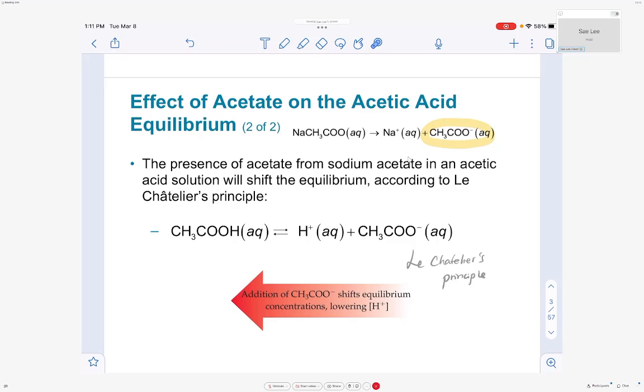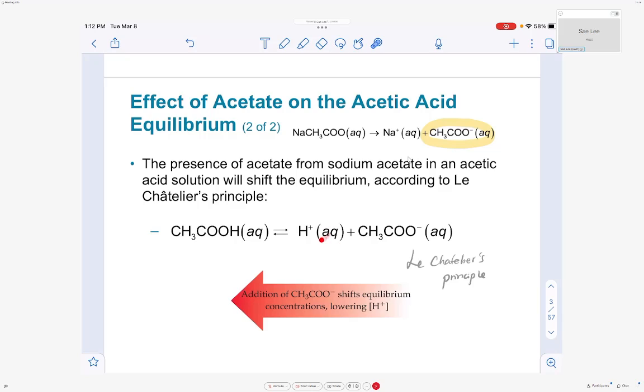So then, because the system thinks that we have added the concentration of the acetate anion, the equilibrium will shift to the left. Why is it going to shift to the left? Because this equilibrium system would want to consume the increased concentration of the acetate anion, according to Le Chatelier's principle. So then if the reaction shifts to the left, it's going to consume the increased concentration of acetate anion.